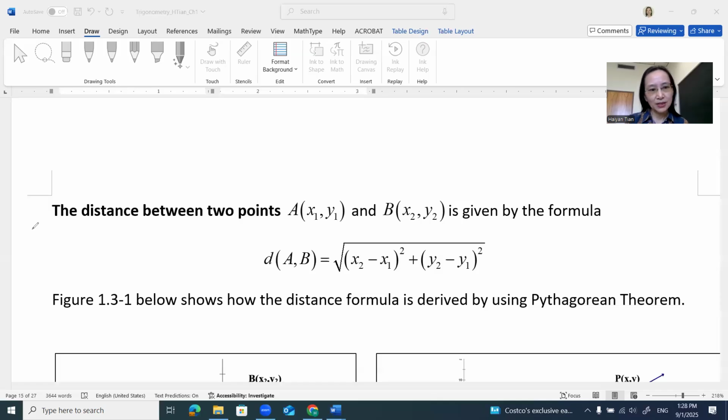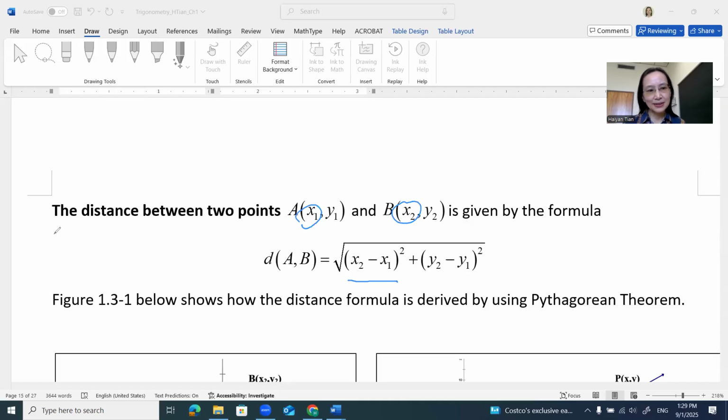That means all you need is to know the XY coordinates of each point. You see, I have the first point, with XY coordinates denoted by X1, Y1. The second point, B, has XY coordinates denoted by X2, Y2. So the distance formula is, you see, the square of the difference of X coordinates.